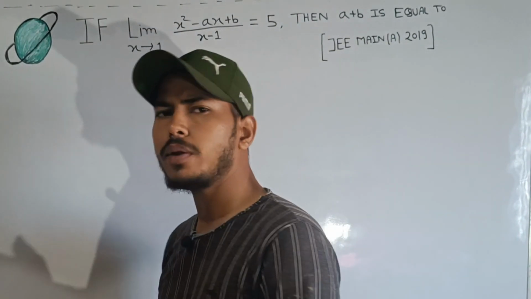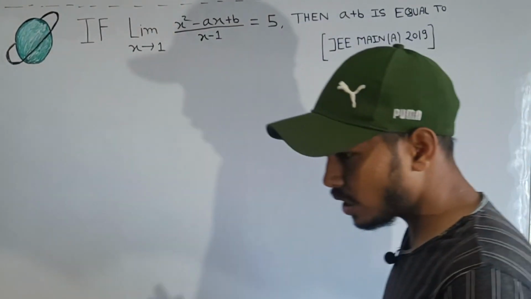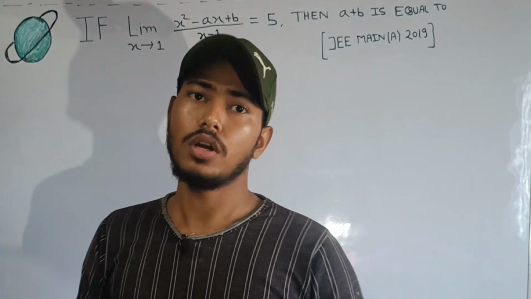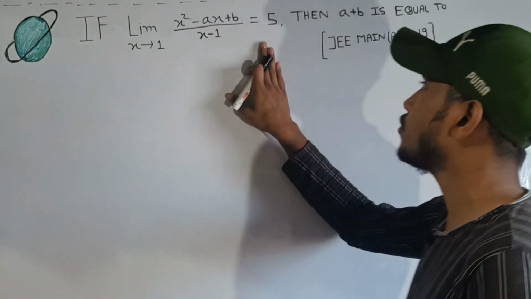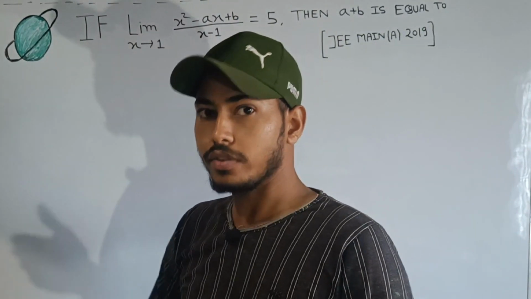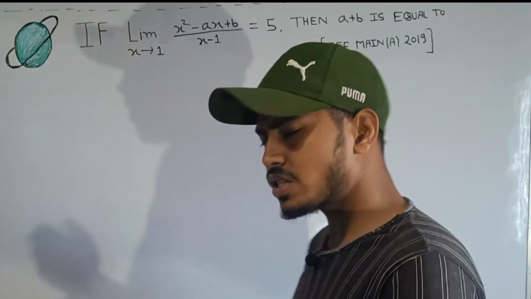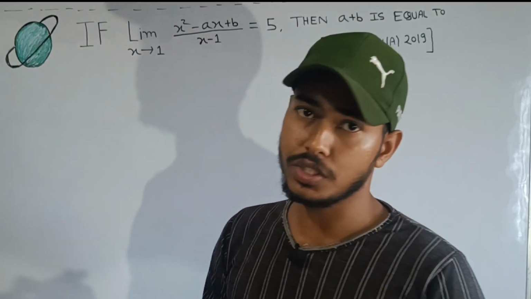As you know, whenever we get a question on limits, firstly we need to verify whether the limit exists or not. But here you can clearly see that it is given equal to 5. That means this limit already exists. That's why you have been given a value, and that is equal to 5. So we shall skip this step because this limit exists already.